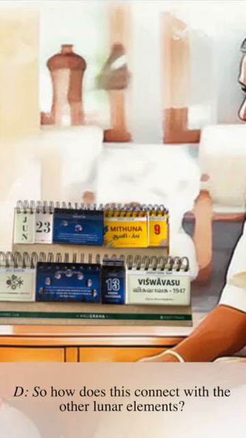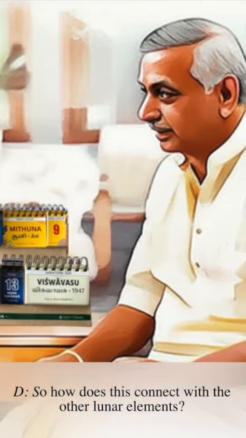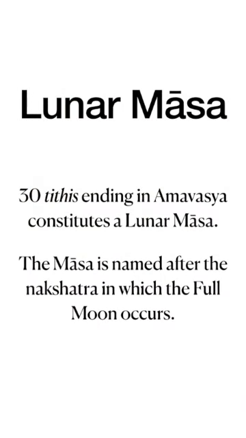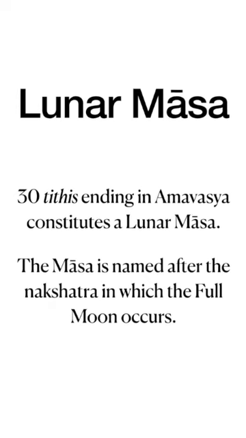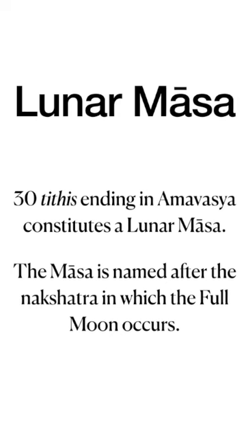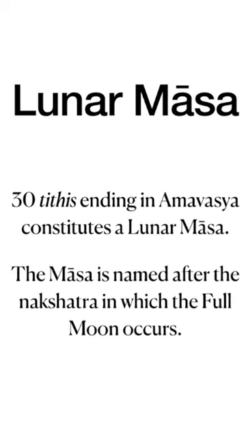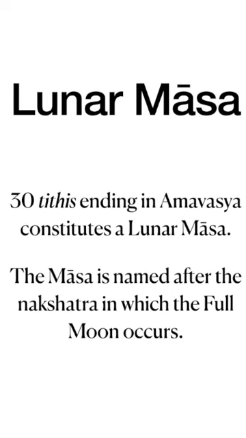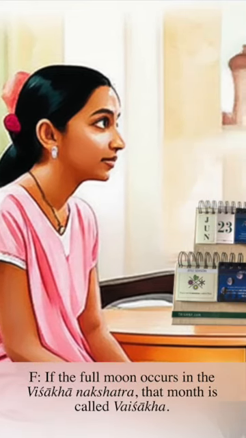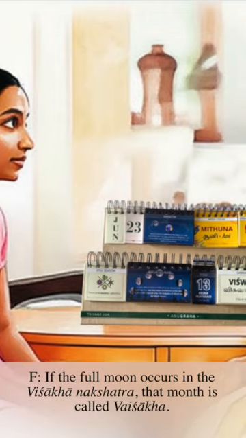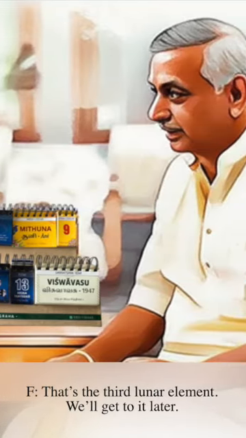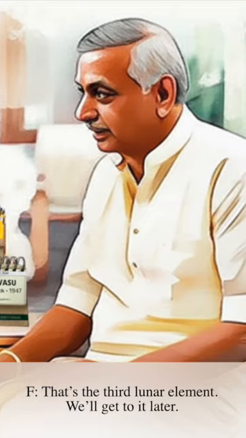So how does this connect with the other lunar elements? Let's see. The 30 Tithis together make one lunar Masa, or month. In southern India, the new lunar month begins right after Amavasya, and each lunar month is named after the nakshatra where the full moon Paurnami occurs. For example, if the full moon occurs in the Vishakha nakshatra, that month is called Vaishakha. Appa, wait. What's a nakshatra? That's the third lunar element, after Tithi and Masa. We'll get to that later.